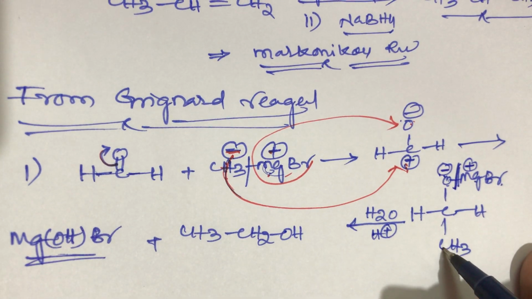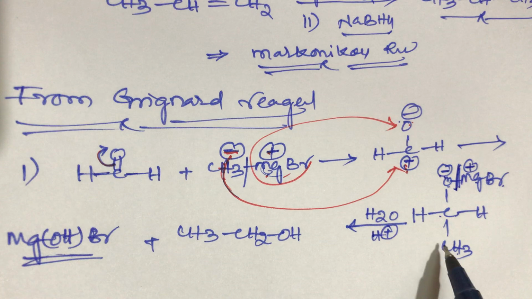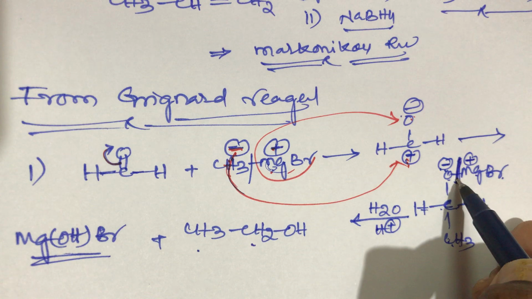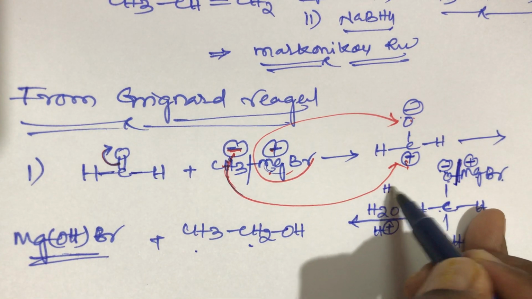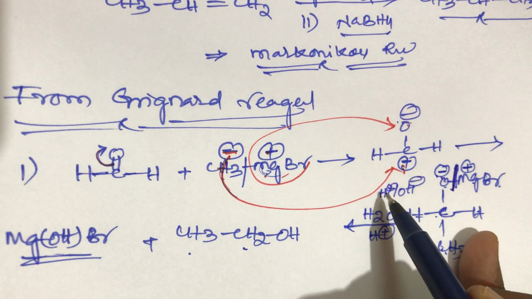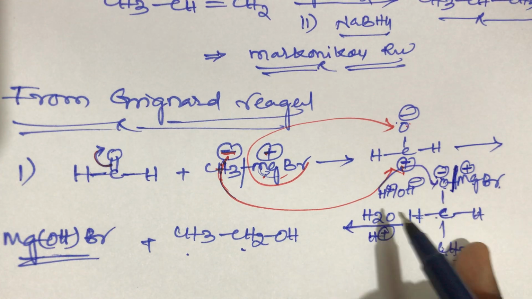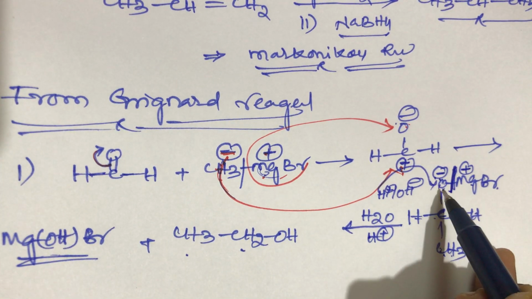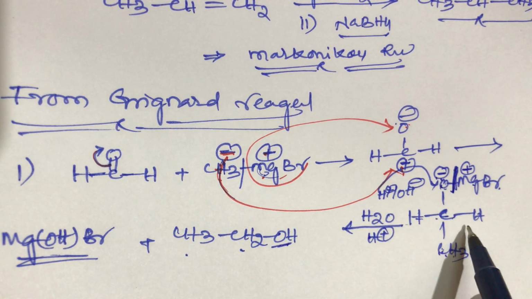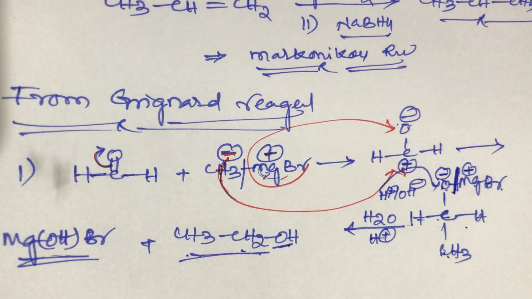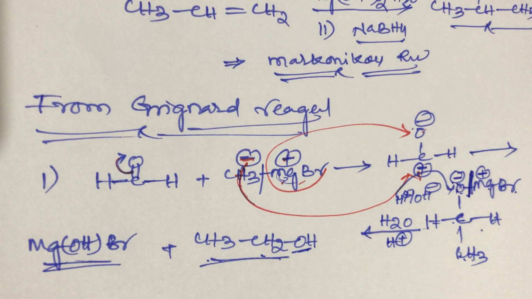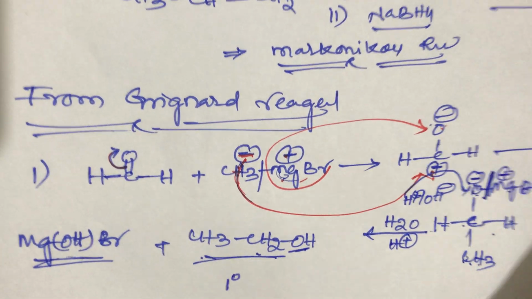In this step, CH3, then this carbon has 2 hydrogens, CH2. In bond cleavage during hydrolysis, water contains H plus and OH minus. H plus will attack the negative charge side. That is why alcohol is formed. O minus is converted to OH, and the remaining part stays the same, CH3CH2OH, ethyl alcohol. This is the simple trick for alcohol from Grignard reagent. This is the preparation of primary alcohol.